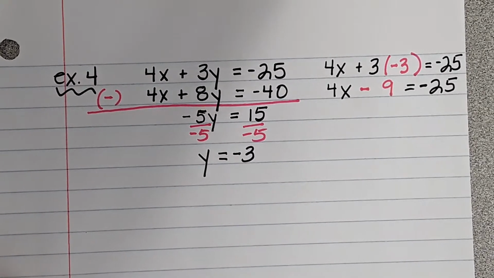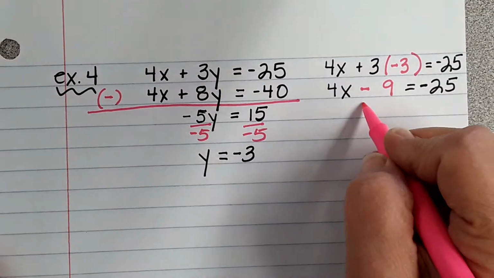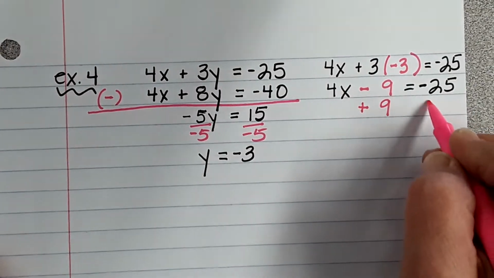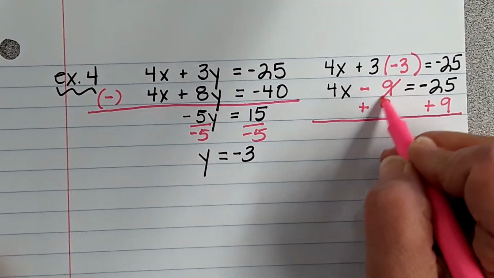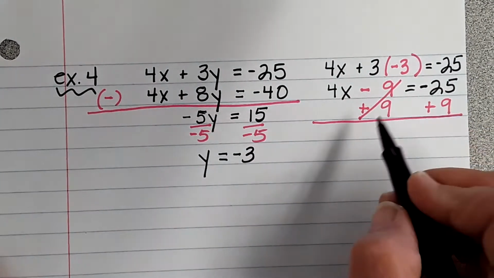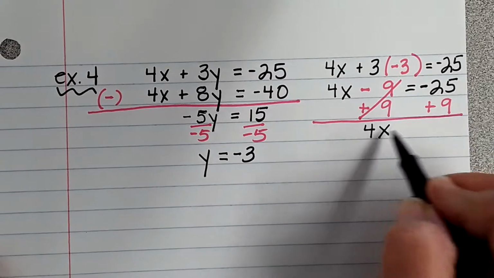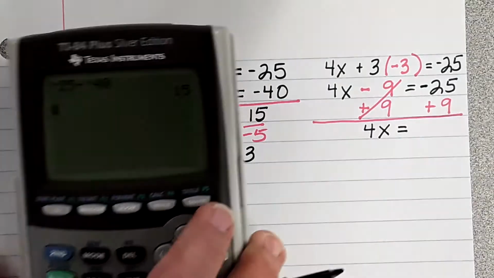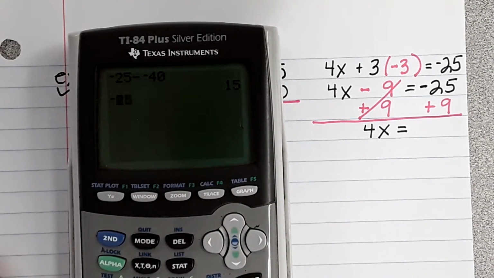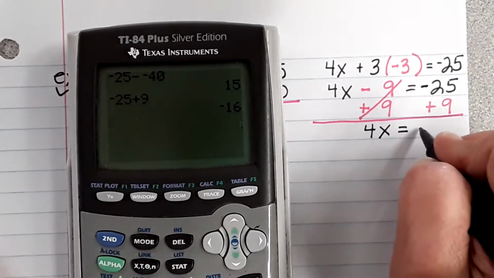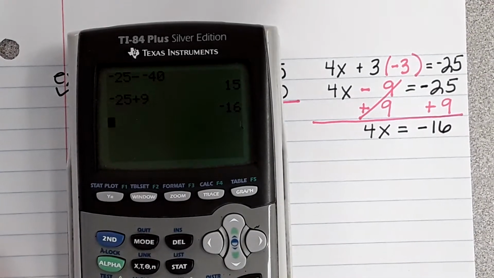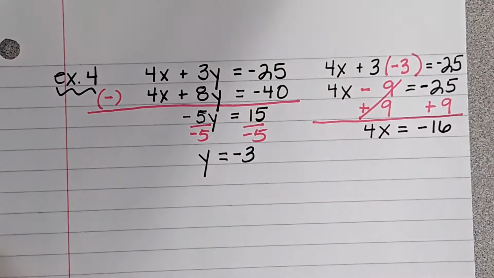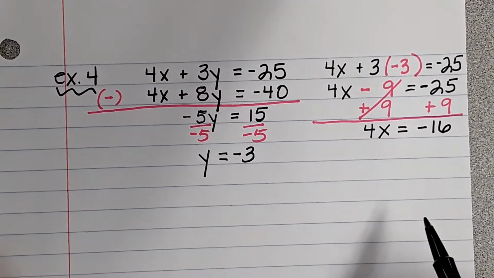Now what am I going to do? I'm going to add 9 to both sides. How did you know? Now what do I do?